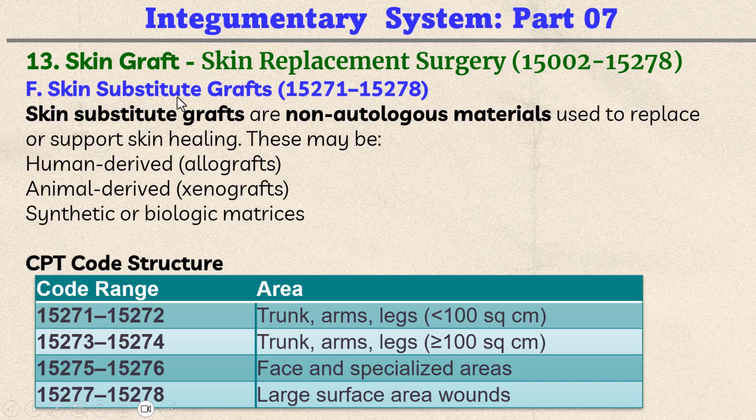Final section is skin substitute graft. Skin substitute grafts are non-autologous materials used to replace or support skin healing. These may be human-derived, that is allografts, animal-derived, that is xenografts, or synthetic or biologic materials. So the code structures and code ranges include like this.